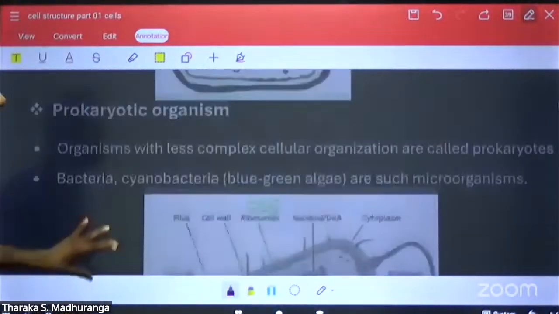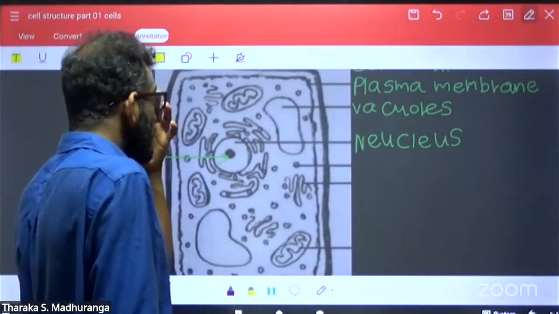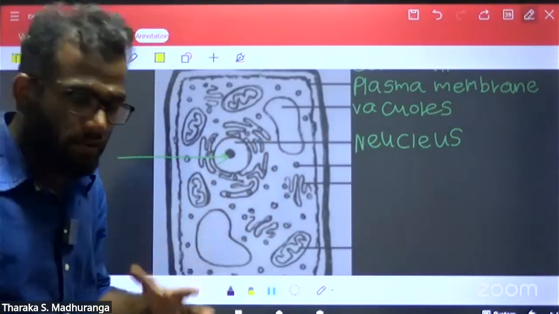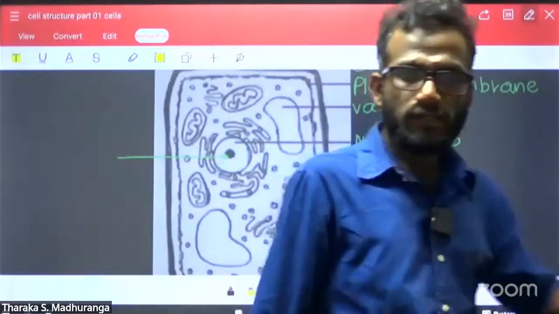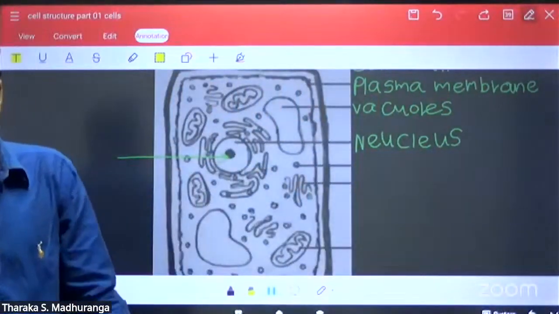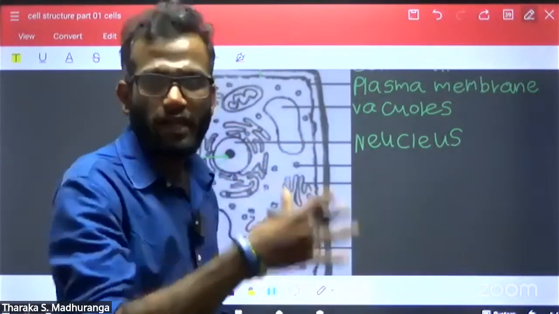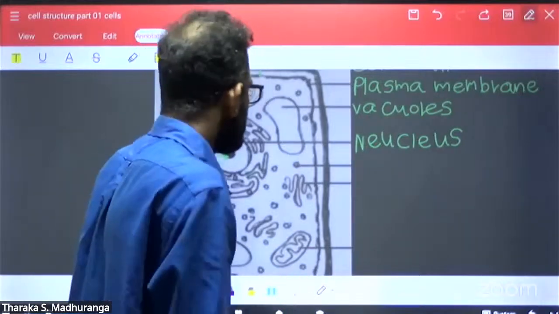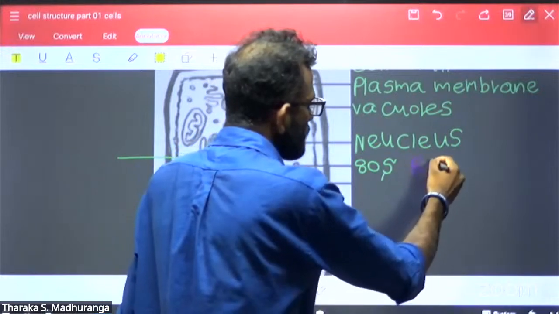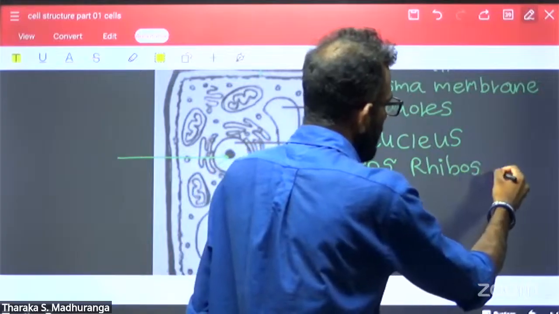Now, eukaryotic cells have an organized cell structure and an organized nucleus, and the nucleus is membrane bounded. That means it has two membranes, outer and inner membrane, which are properly organized. Actually, that's the meaning. That is the 80S ribosome.